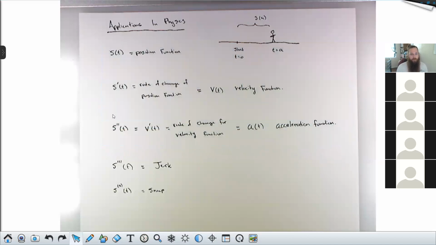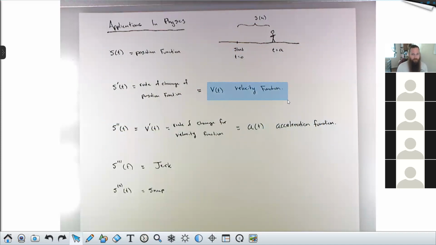And you also need to know that the second derivative of position, which is the first derivative of your velocity, is called your acceleration. And you need to know how to understand those in the physical sense. If your acceleration is 0, that means your speed is constant. If your acceleration is positive, that means your speed is increasing. If your acceleration is negative, that means you're slowing down.